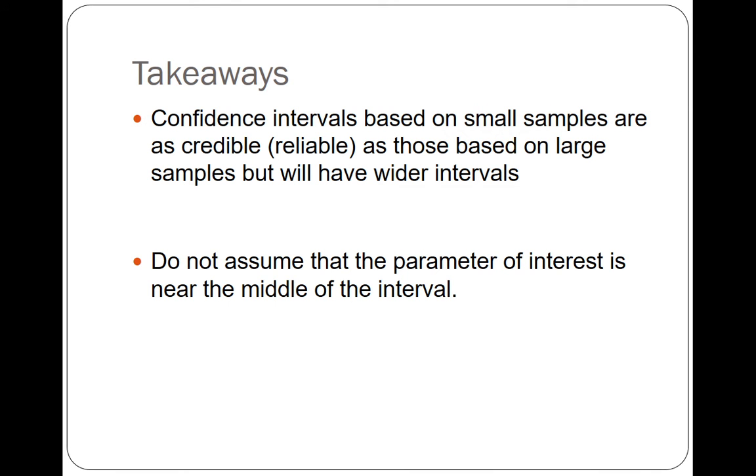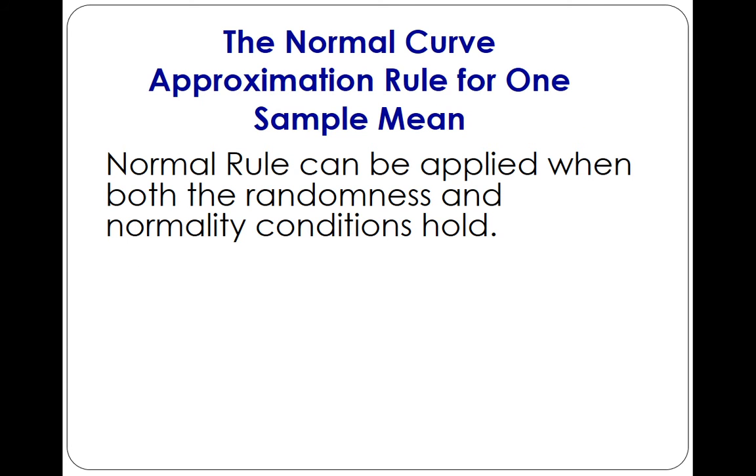The one takeaway is that confidence intervals based on small samples, as long as they meet that 10 greater than condition, are still reliable, but they're very wide, and so maybe not very precise. By the way, don't just assume because you get a confidence interval that the true population parameter is in the middle. That's not necessarily the case. Your net could catch it if it's a little bit skewed to the right or left.